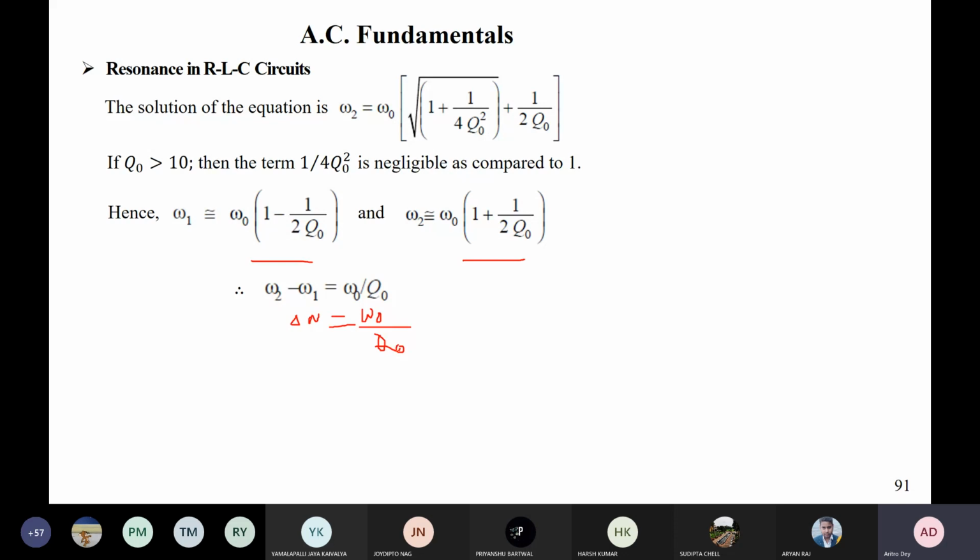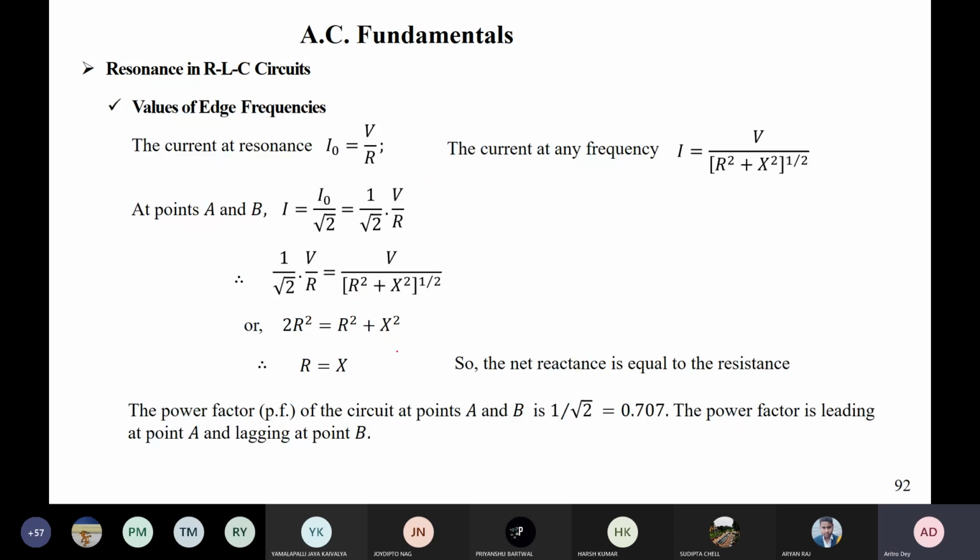Okay, so you can always say that Q0 is also equal to omega 0 by delta omega. So if you have a highly selective circuit, your Q0 has to be high. If it is a higher bandwidth circuit, that means if your delta omega is very high, then your Q0 will be low, right? So for a selective circuit, your Q0 should be very high.